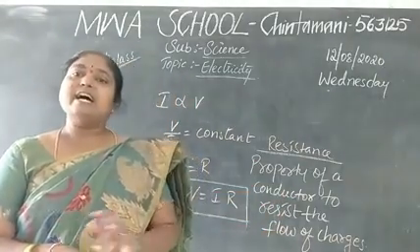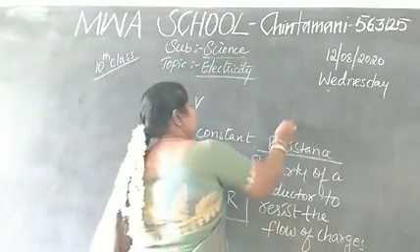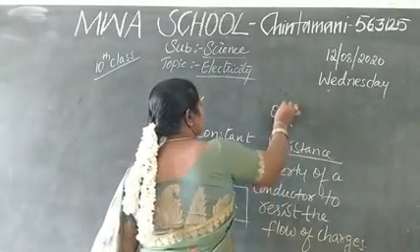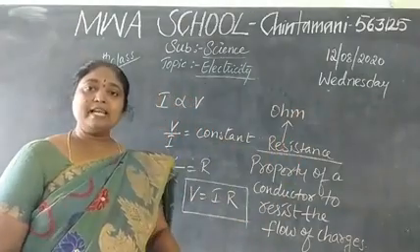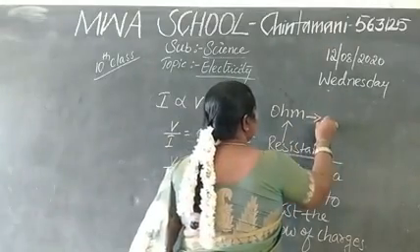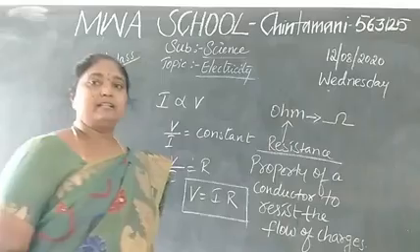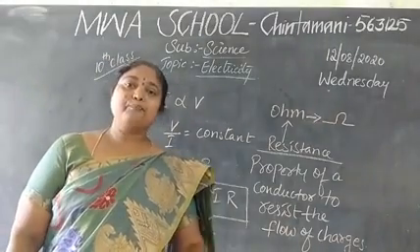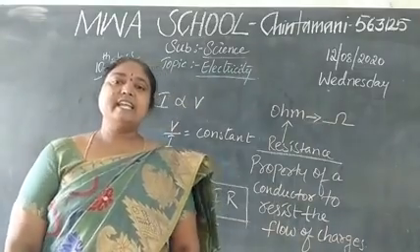It's nothing but resistance. Then, what is the SI unit of resistance? The SI unit of resistance is the ohm. How are we going to write the ohm? It's the Greek letter omega, that symbol, which shows resistance.